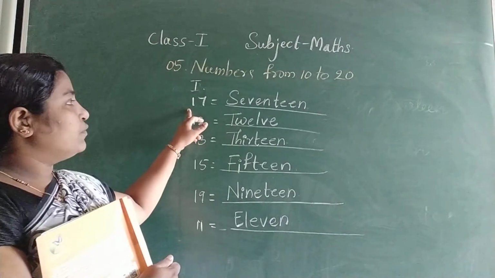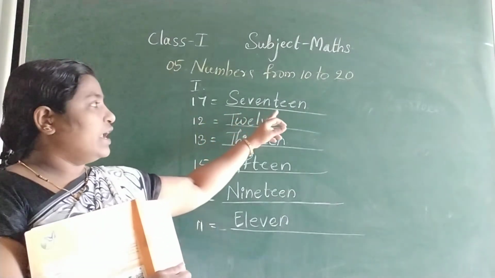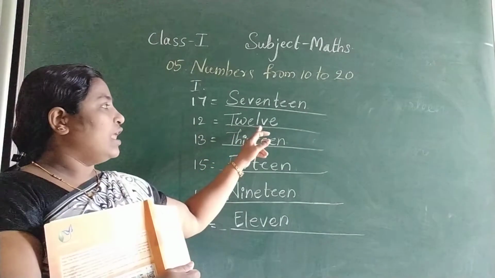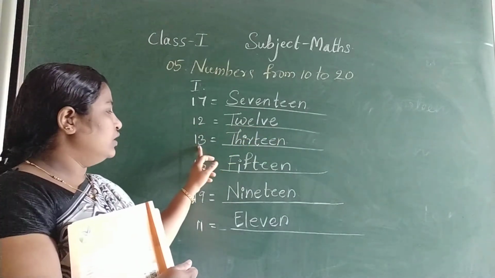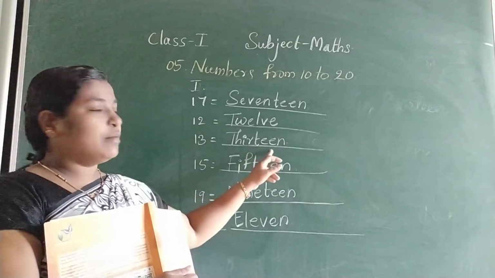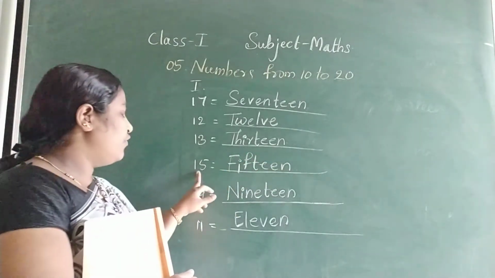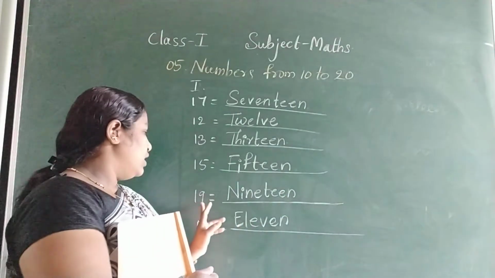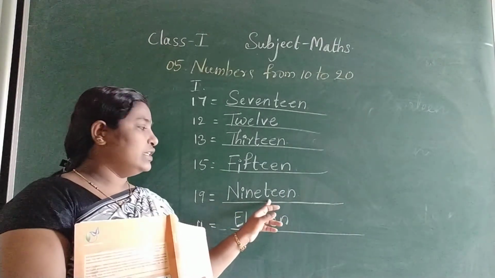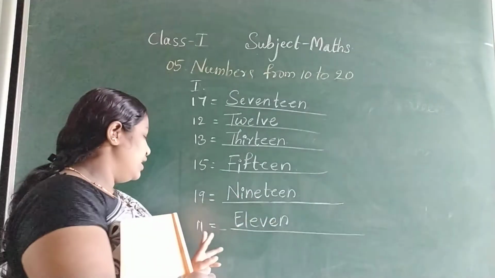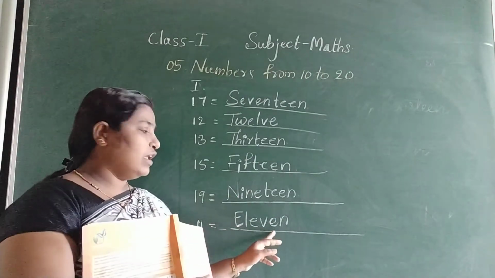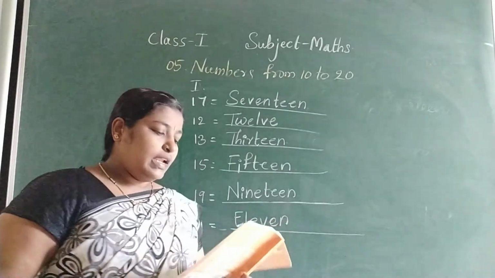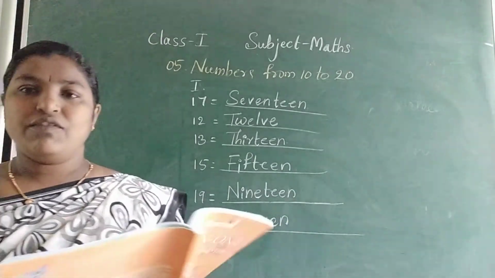So once again, 17: S-E-V-E-N-T-E-E-N, 17. 12: T-W-E-L-V-E, 12. 13: T-H-I-R-T-E-E-N, 13. 15: F-I-F-T-E-E-N, 15. 19: N-I-N-E-T-E-E-N, 19. 11: E-L-E-V-E-N, 11. Got it? So next one, write the numerals for the given number names.